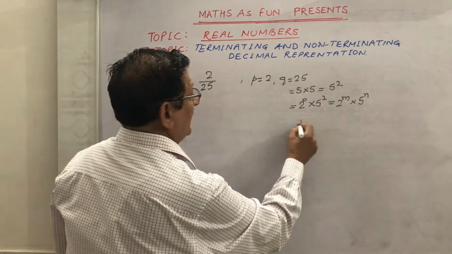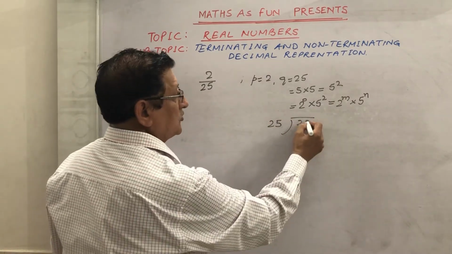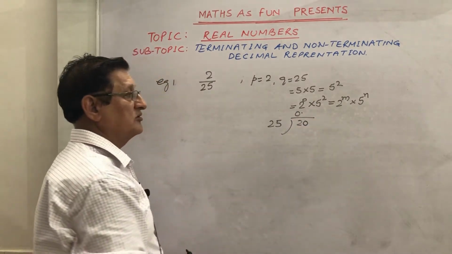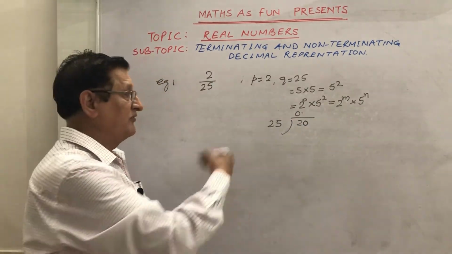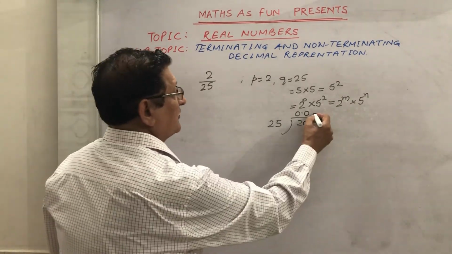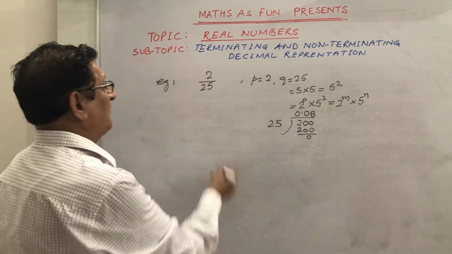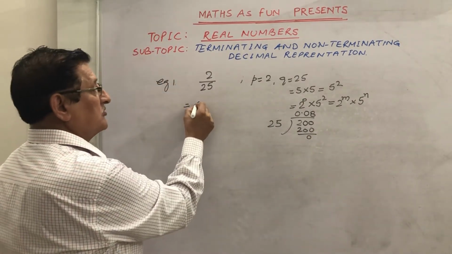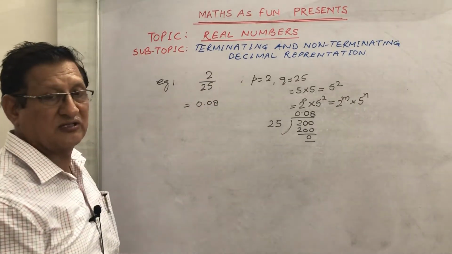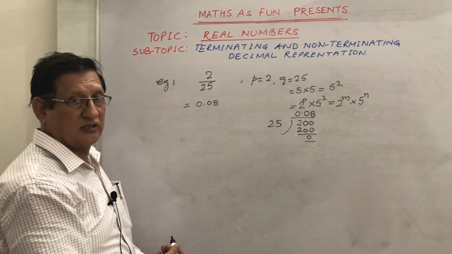Let us divide 2 by 25. When we divide 2 by 25, this goes not once, we take 0 point, it is 20. But even then it is not divisible, so we mark 1 0 here and again it is 200. And we find 25 times 8 is 200. So we are finding it is 0.08. It is terminating here after 2 places of decimal. So this is a terminating decimal number.